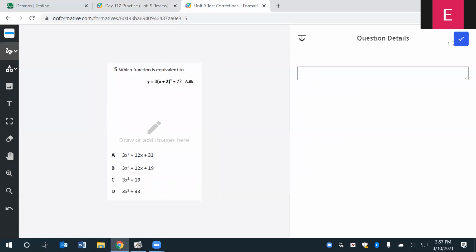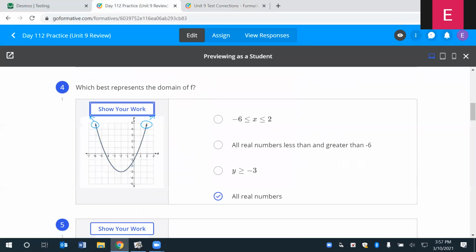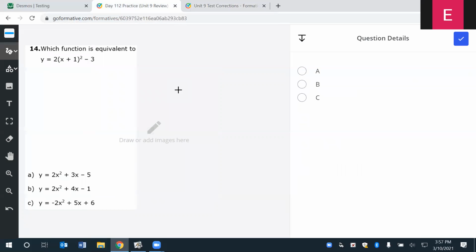This is number 5 on your test. It says which function is equivalent to this. You're going to try this one if you missed it, but first I'm going to show you the example that was on the review, very similar to number 5 on your test. It says which function is equivalent to this. All you had to do was graph it. Graph it and find the one that matched.